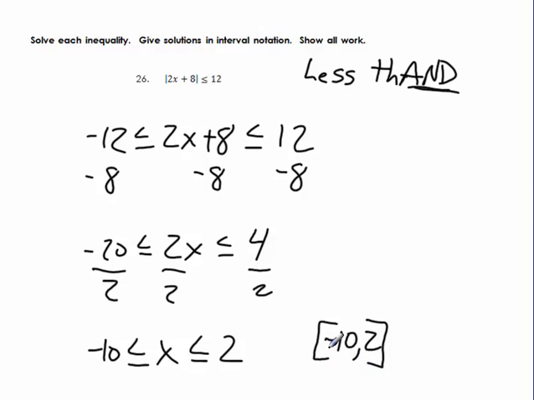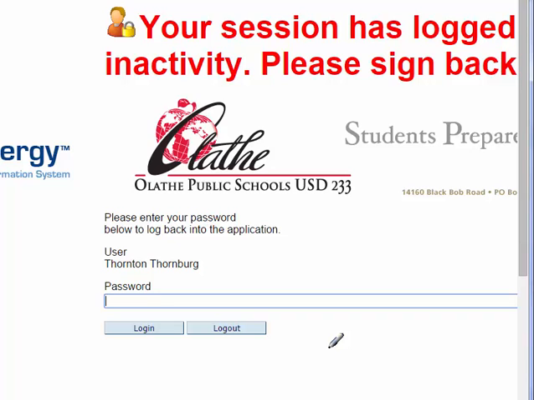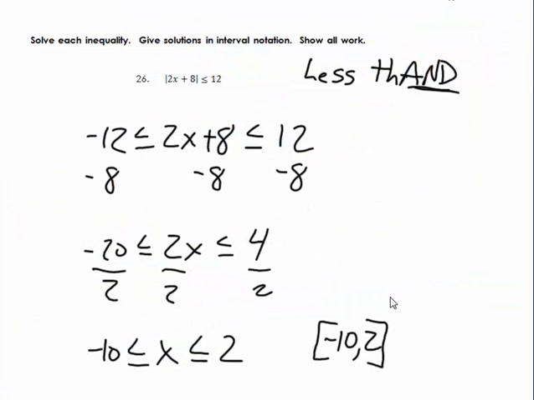Hopefully you found this helpful, and we'll spend some time answering questions in class. And tomorrow is our review day, so it should be something that we need to make sure we know before the test, which is coming up on block day.